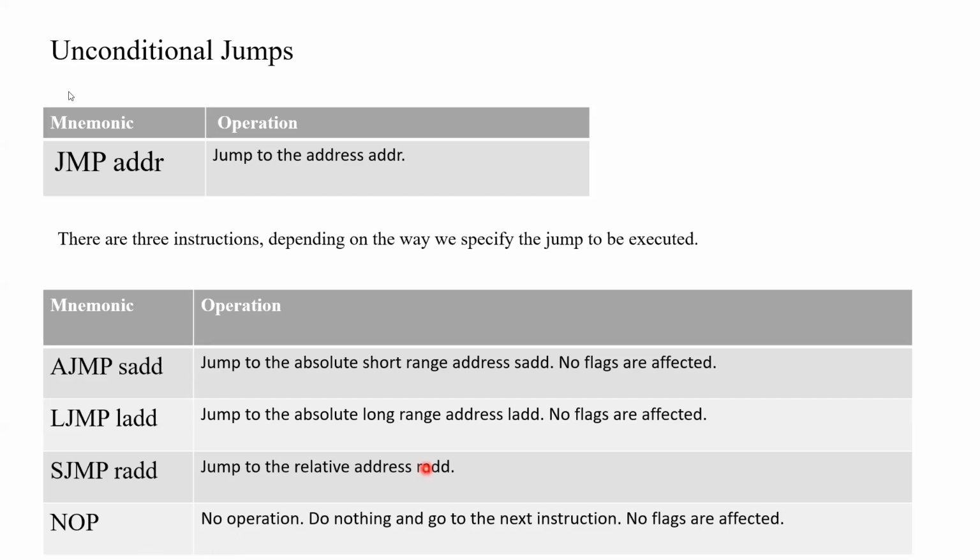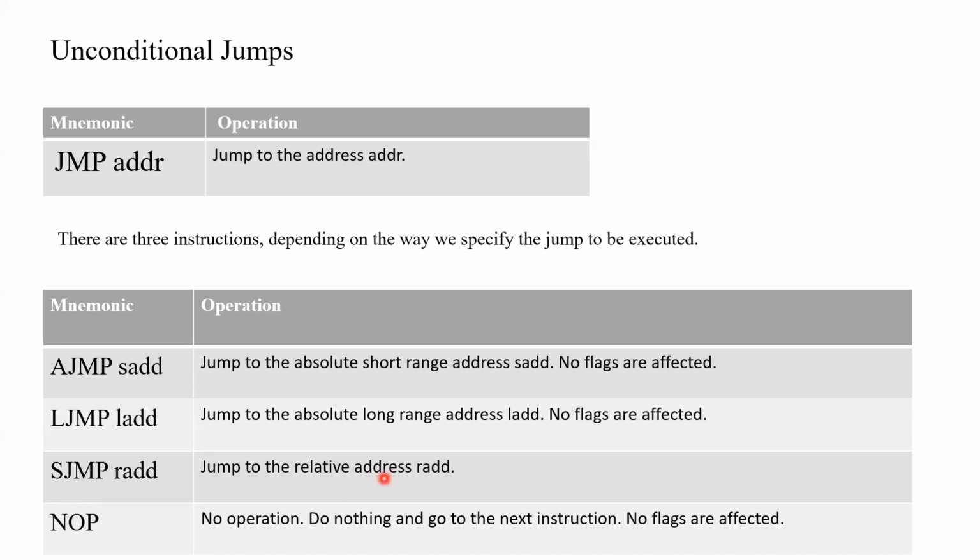Because of this unconditional jump instruction, no flags are affected. The most familiar instruction we have is SJMP, which we have used as part of our program. Normally we say simple jump. Simple jump is nothing but a relative jump. The jump is between plus 127 D to minus 128 D. The 1 byte address we have is the relative address.